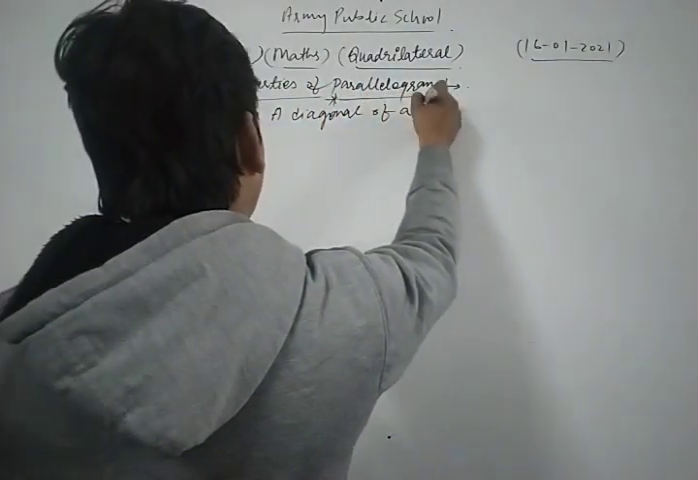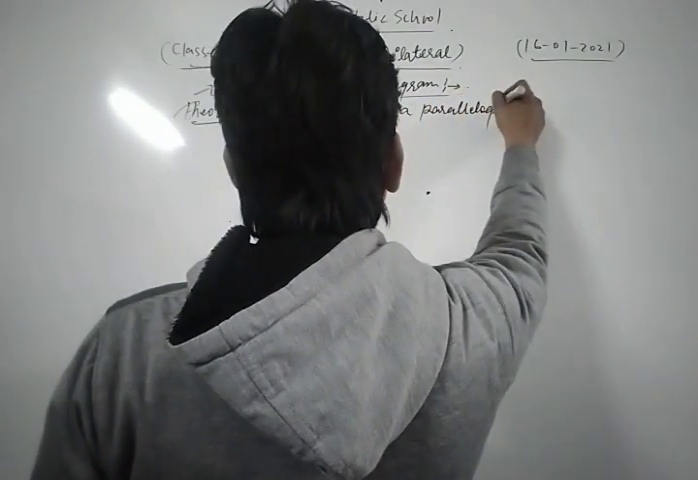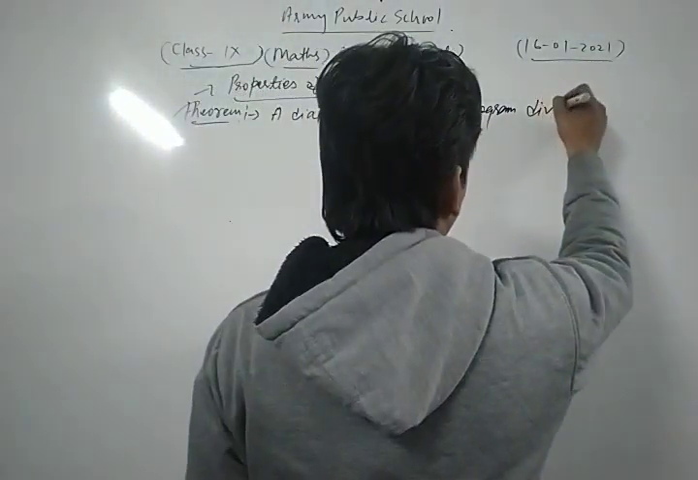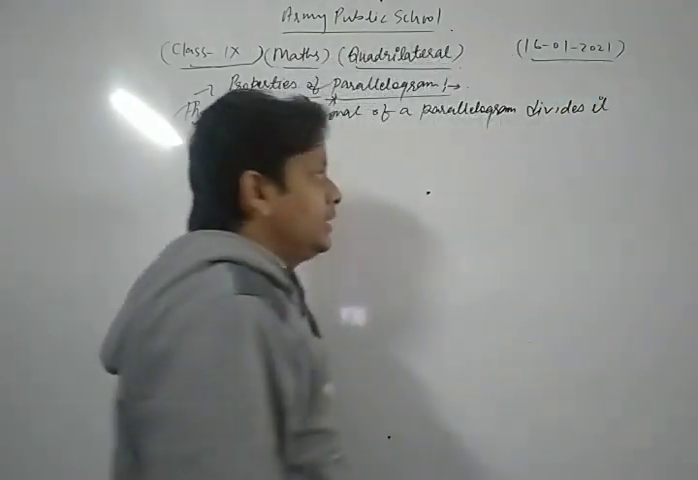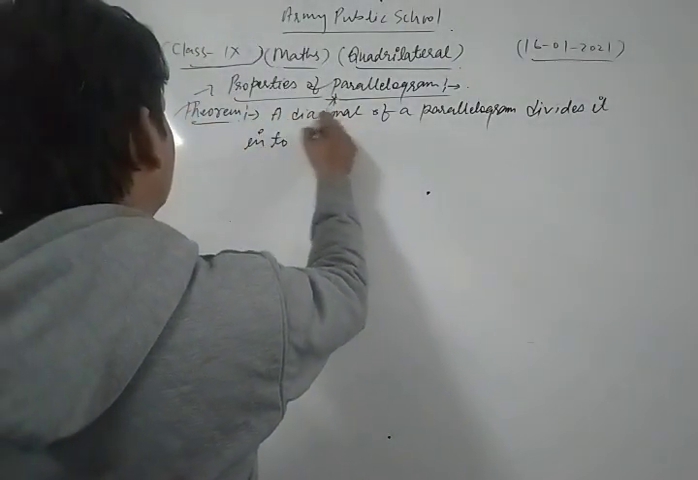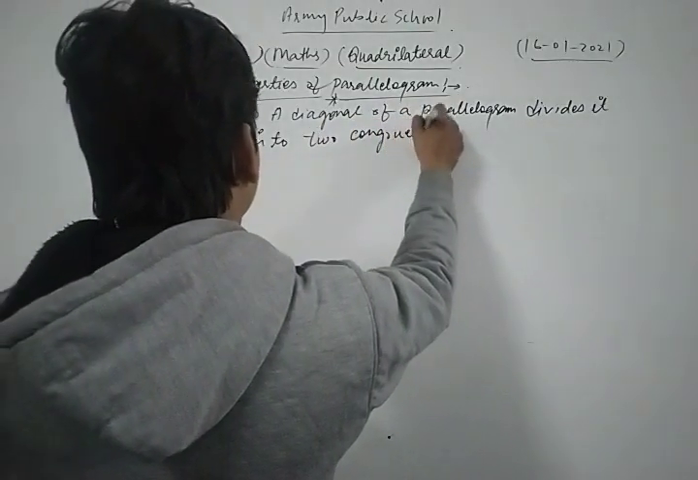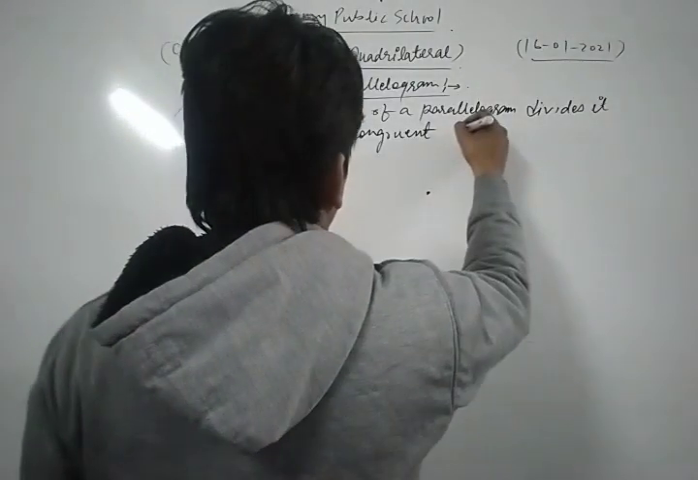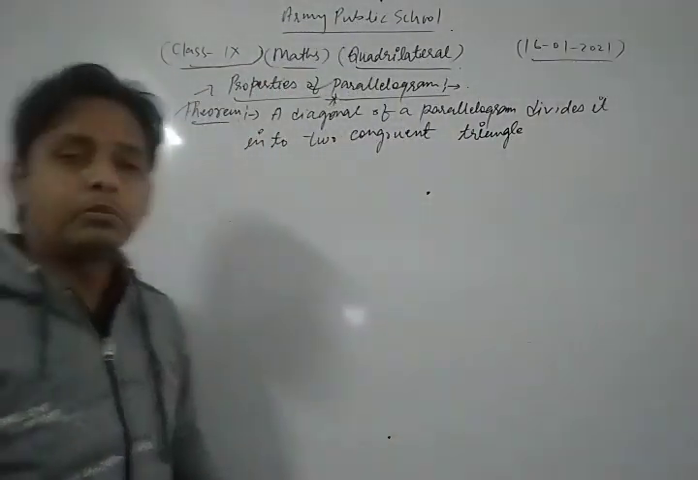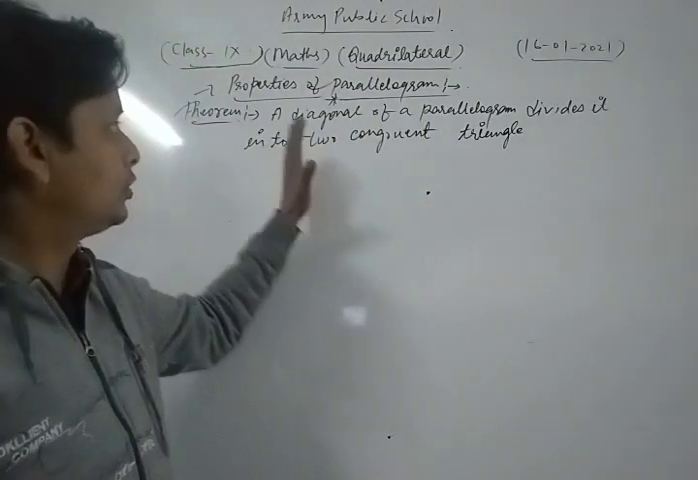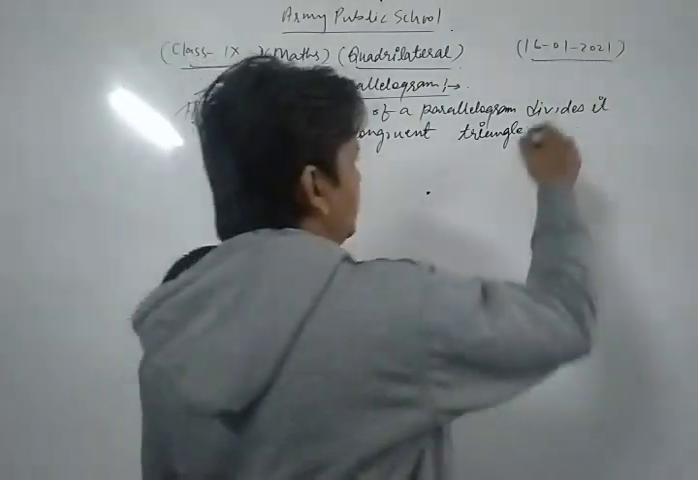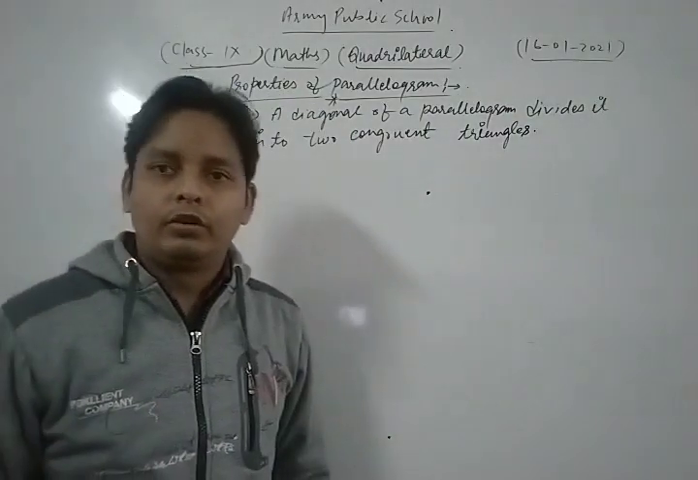A diagonal of a parallelogram divides it into two congruent triangles. This is the very important property theorem related to parallelogram: a diagonal of a parallelogram divides it into two congruent triangles. This is a very important theorem of your NCERT exercise.